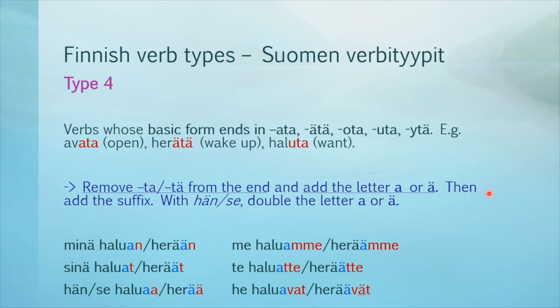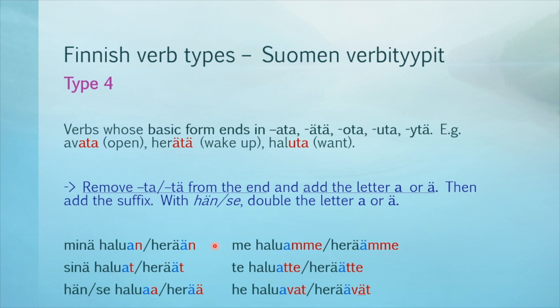Generally speaking, if the basic form of the verb has the letter ä, like herätä, wake up, then you would also choose the letter ä here. Otherwise, you would choose the letter a. After this, add the suffix, and with hän or se, double the letter a or ä. This time, I have two example verbs, want, haluta, and wake up, herätä.